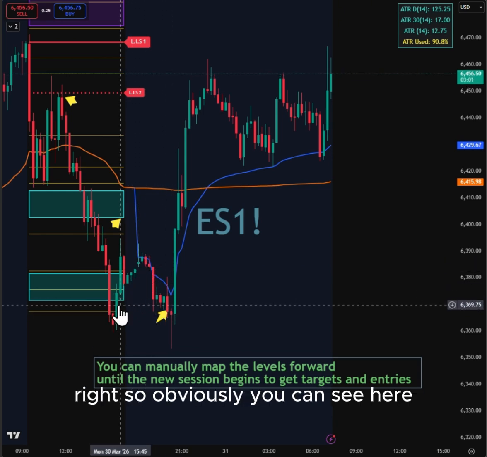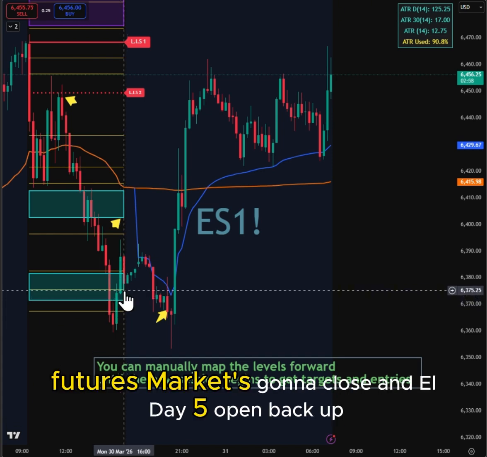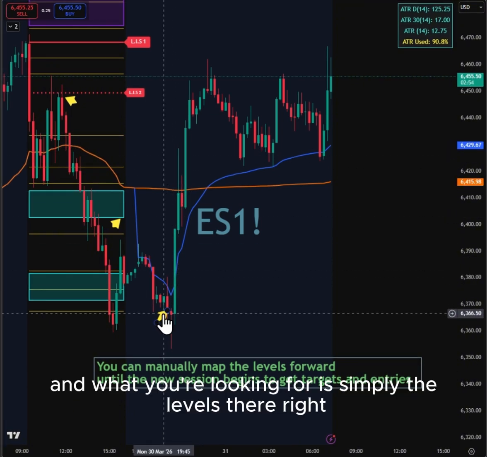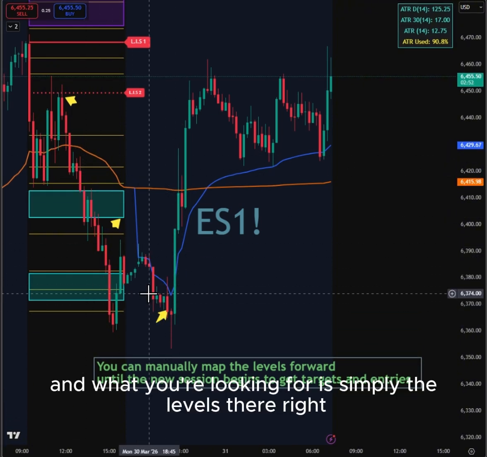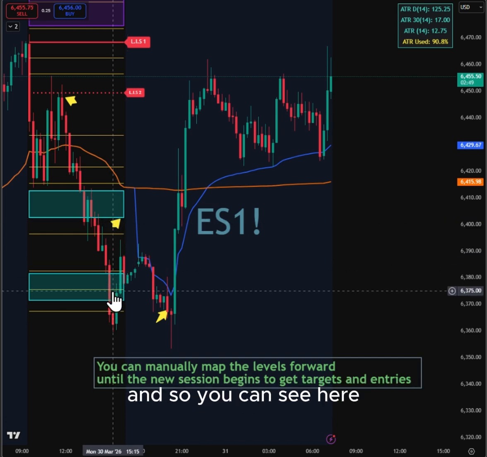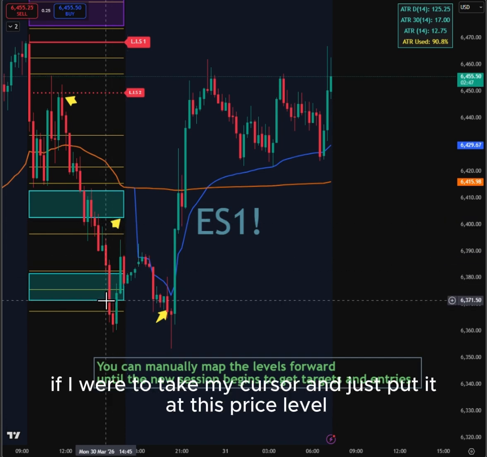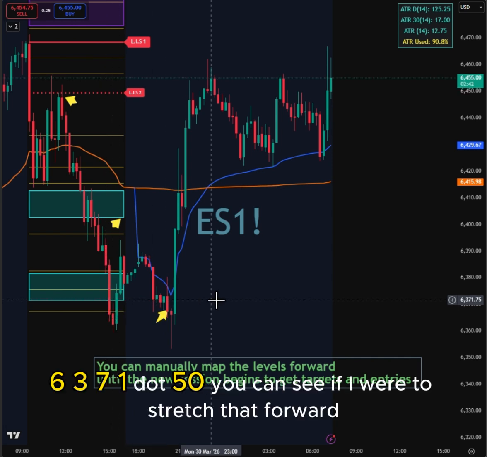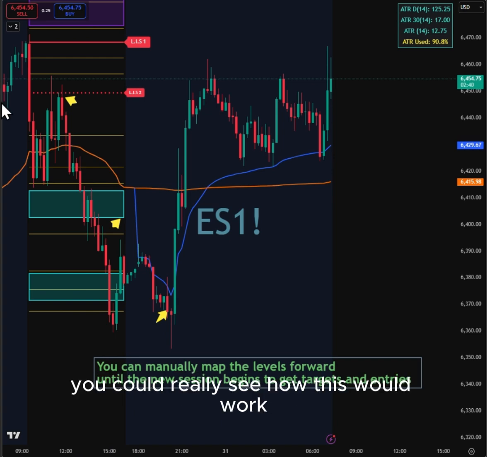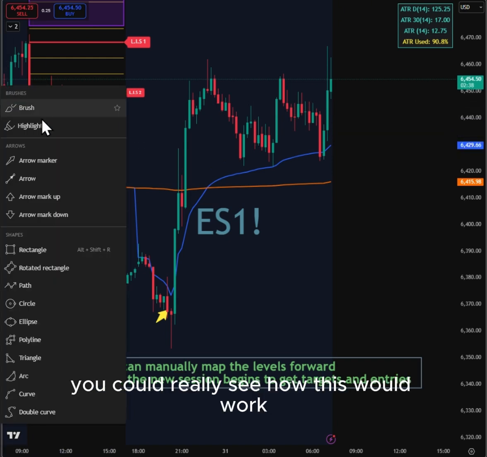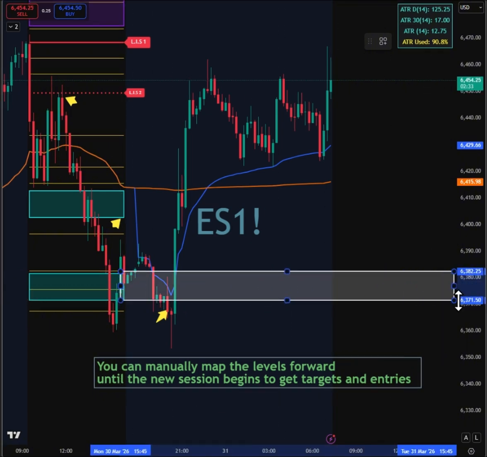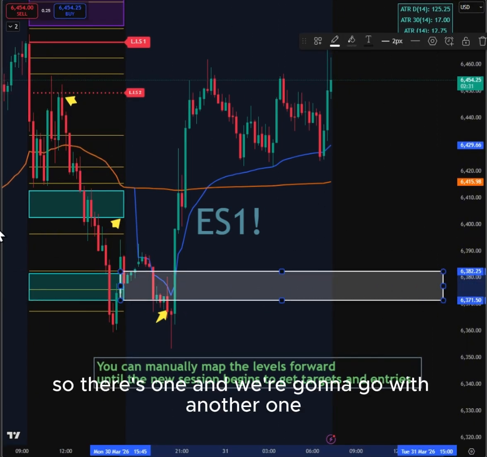So obviously you can see here the futures market is going to close at end of day, and open back up at 6 p.m. Eastern Standard Time. And what you're looking for is simply the levels there, right? And so you can see here, if I were to take my cursor and put it at this price level, 6371.50, and stretch that forward, you could really see how this would work, right? So we're going to do that now. Let's just stretch a zone forward. So there's one, and we're going to go with another one.